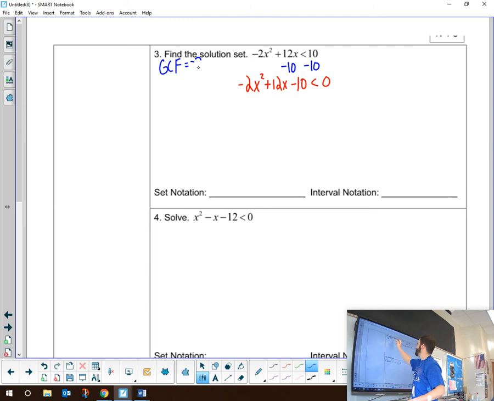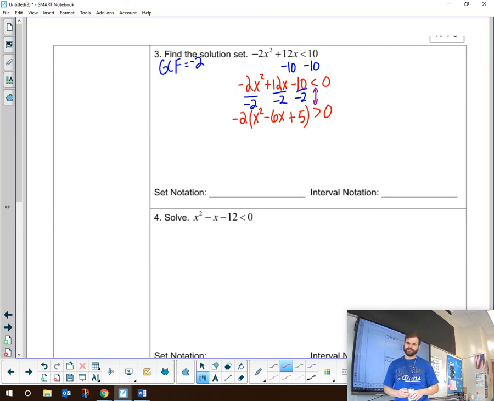So my GCF is a negative 2. We're going to divide each one of these by a negative 2. Now that means that I'm going to need to flip my inequality symbol here. Okay? Flip your inequality symbol to be a greater than. So now let's rewrite our answer. It's going to be negative 2 in front times x squared minus 6x plus 5 is greater than or equal to 0. Remember, we do not want my a to be negative, so we rewrite it like this.